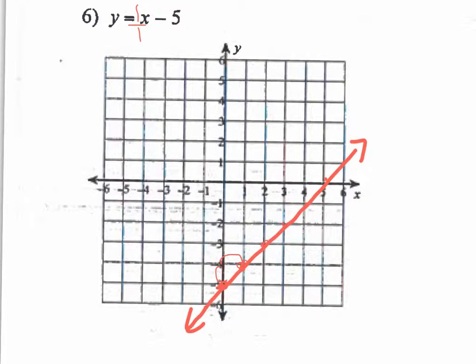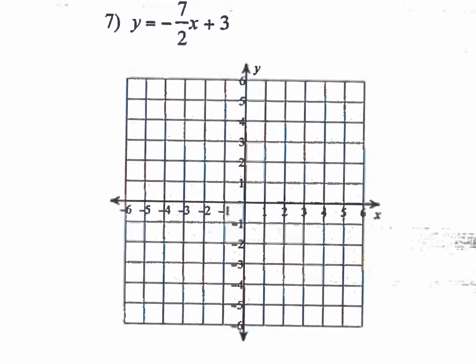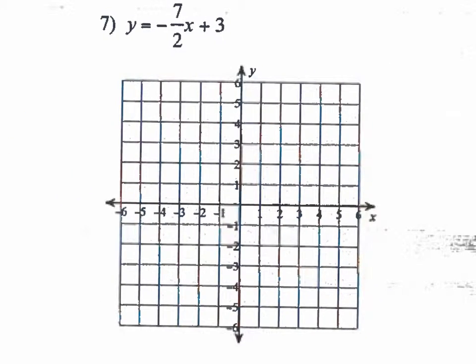Notice this one's not an inequality, so I don't need to shade anywhere. I don't need to make it dashed or solid. It's already solid because it's an equal sign. Okay, it's an equation. Alright, number 7. This one's very similar. I just have a different slope and a different y-intercept.